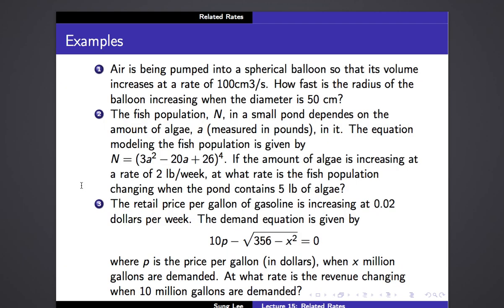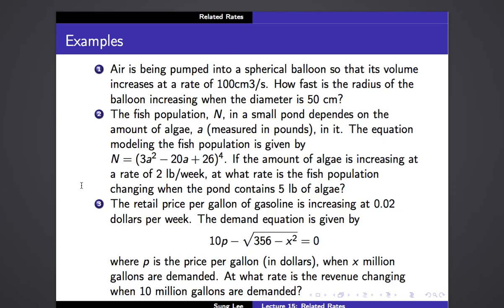So the next question is about fish population. It is denoted by capital N, big N, in a small pond, and it depends on the amount of algae. In this case, it's denoted by little a, measured in pounds. So the equation modeling the fish population is given by the following equation.